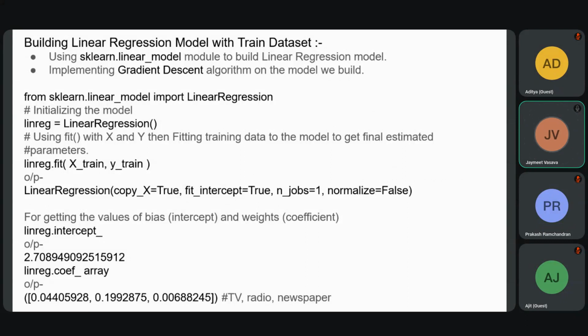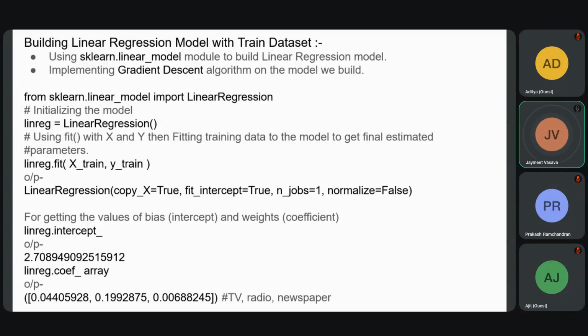And running that, we get the output of linear regression. Copy X equals true, fit intercept true, and the number of jobs that it will take while working the data set is equal to 1, because we are not working parallelly with anything else. So number of jobs is 1. Normalize is the normalized values of the X, which is false over here. Copy X is true because it creates a copy of the values of X.